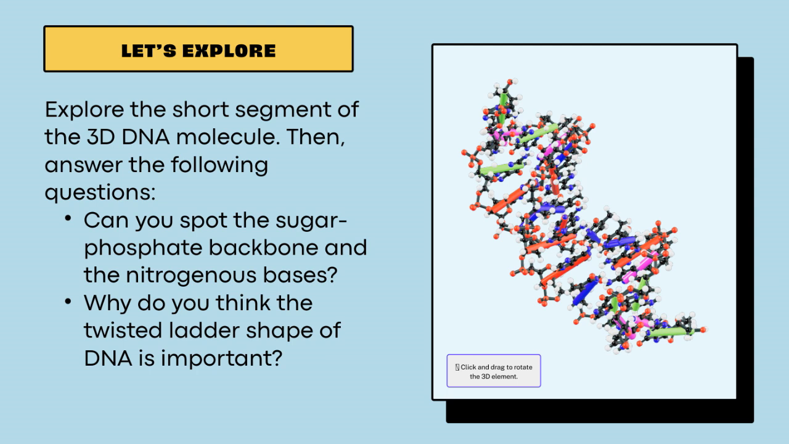Now, why is the twisted ladder shape so important? Well, this helical structure helps protect the genetic information inside and allows the DNA to be compacted efficiently within the cell nucleus. It also plays a key role during replication, making it easier for enzymes to unzip and copy the genetic code. Understanding this structure helps us see how DNA is not just a static molecule, but a dynamic, carefully organized blueprint of life. So, take a moment to explore, and then we'll discuss your observations and thoughts.